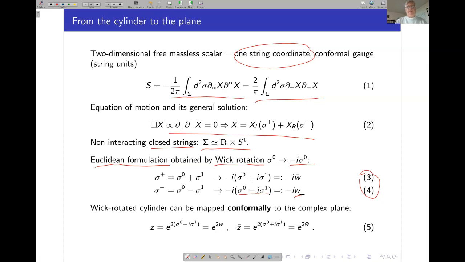So that is the first step. I have a theory in Lorentz signature on a cylinder. I make a Wick rotation. I have a theory on a Euclidean cylinder with a coordinate w.